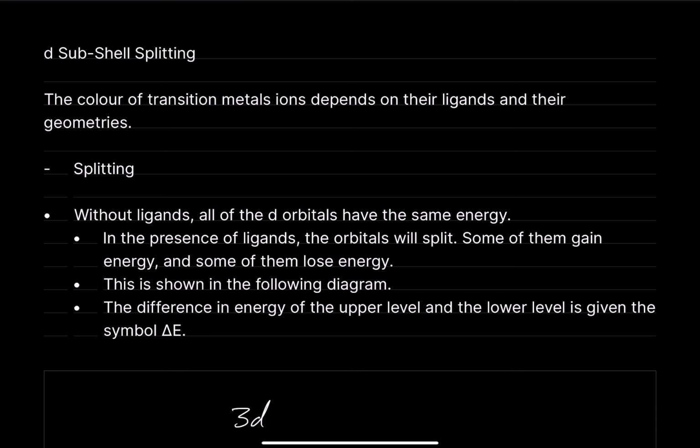But ligands have this very, very unique property where they're able to actually split the d orbital. And when that orbital splits, one of the parts of the orbital will gain energy and one of the parts of the orbital will lose energy, and it'll form this difference in energy, this kind of gap that allows electrons to flow in between it.